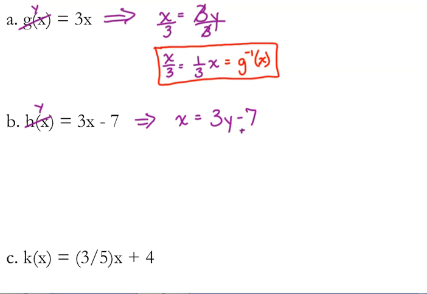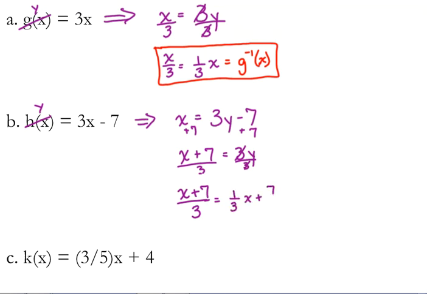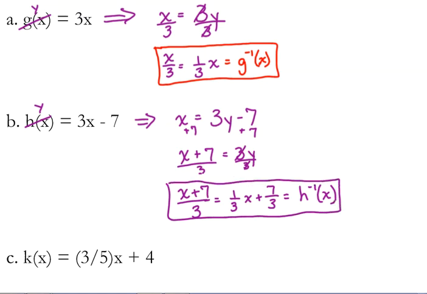Trying to get y by itself, solving for y. So we start by adding 7 to both sides. And then, like in the previous problem, dividing by 3. Now, x plus 7 over 3 is fine. Just be aware that that is the same as 1/3 x plus 7/3. You can put each term over the 3. It's the exact same thing. And that is equal to our h inverse of x. I'm fine with either one. If it's a multiple choice question, you've got to recognize that those are equivalent.